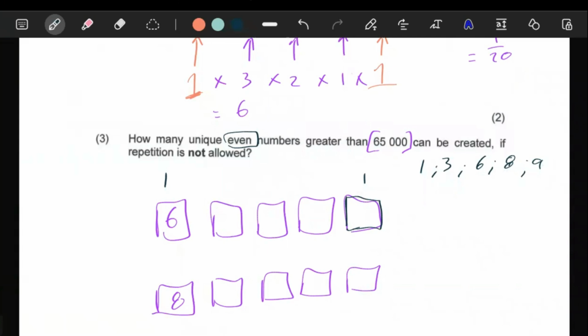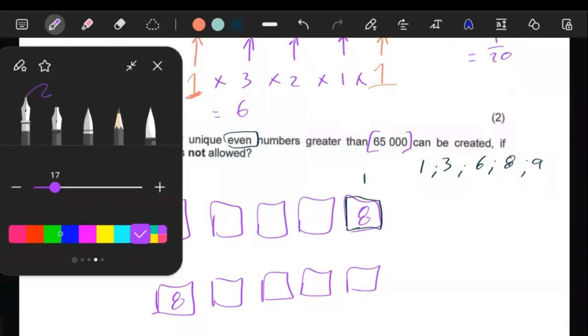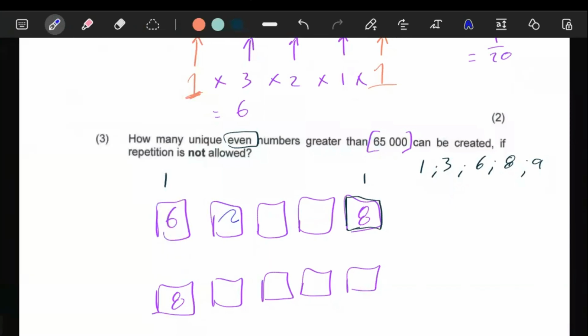So when you think of it like that, you can think to yourself, okay, there's automatically going to be a 6 in the front, there's automatically going to be an 8 in the back. So once those numbers are used, there's only 1, 3, and 9 to consider. The number that's going to go here cannot be a 3, it cannot be a 1, because our number would then be smaller than 65,000. So 3 and 1 cannot work for this position. Only 9 can work. So there's only one option for this position over here.